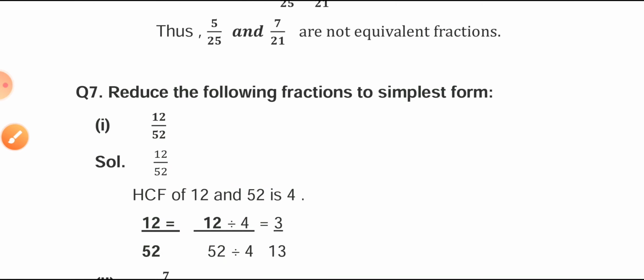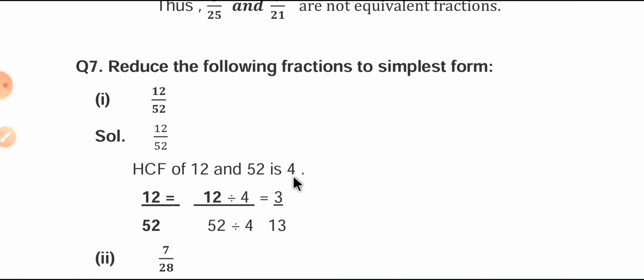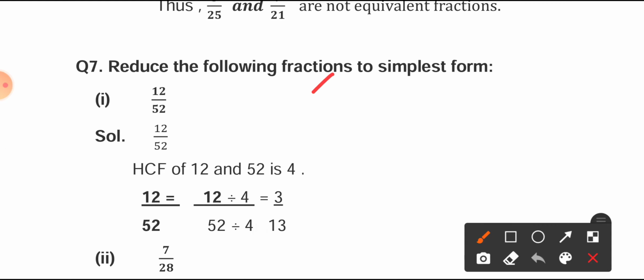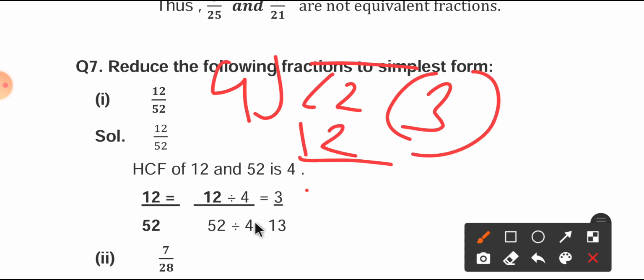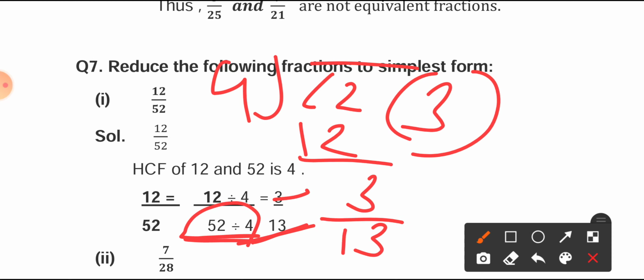So for finding the simplest form, you first have to find the HCF of both numerator and denominator. We got the HCF as 4. So you have to divide both numerator and denominator by 4. Divide 12 and 52 by 4. If you divide 12 by 4 you get 3, since 4 3s are 12. And if you divide 52 by 4 you get 13. So 3 by 13 is the simplest form of 12 by 52.